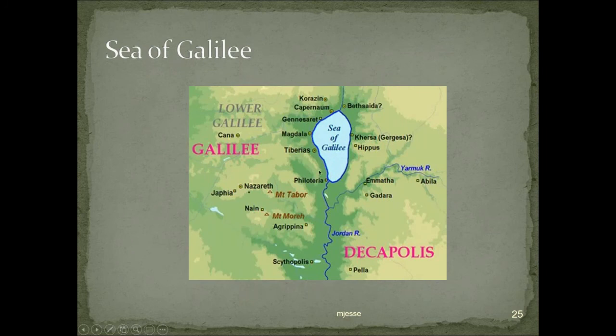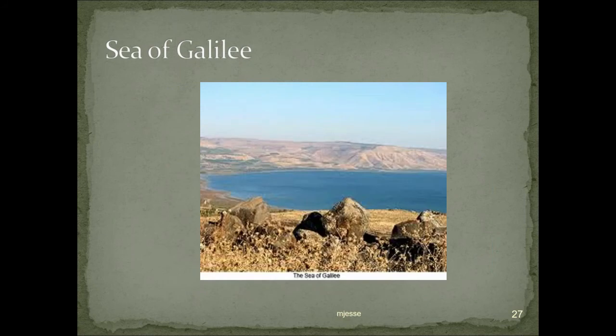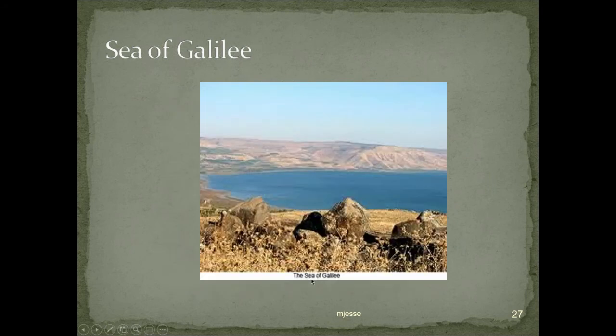Another close-up of the Sea of Galilee and some of the key sites that we know Jesus traveled around, including Capernaum. A view of the Sea of Galilee. You can see the difference as you travel around the Sea of Galilee in terms of what the land is around it. This area is much drier than the previous one, where you see a lot more greening.